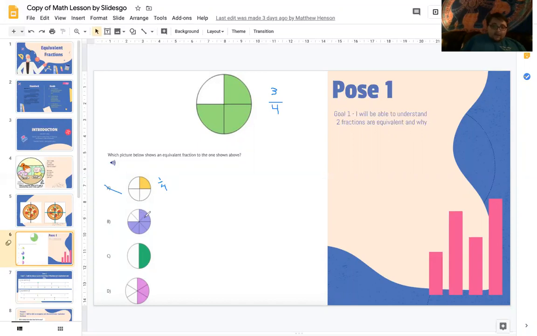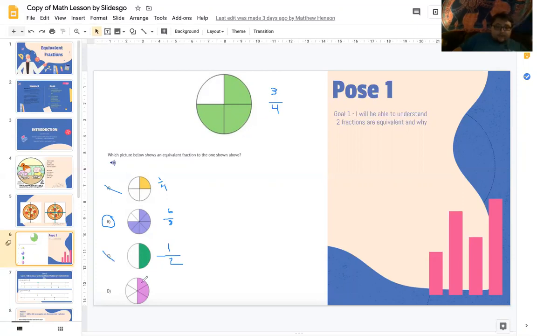B has 1, 2, 3, 4, 5, 6, 7, 8 parts, and 6 are shaded. And it looks like those are pretty equivalent. It's got the same amount of shading. So B is an answer, but I want to go through all my options just in case. Here I've got 2 parts. 1 is shaded, so 1/2. As you can see, it's not the same amount of shading here and here. So that's not an answer.